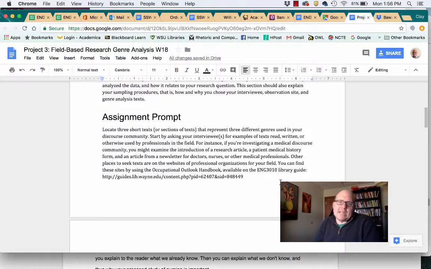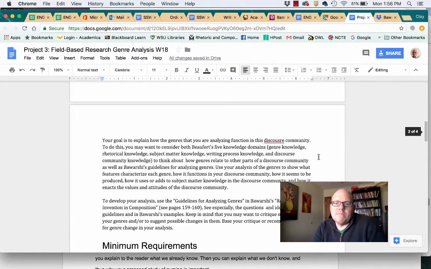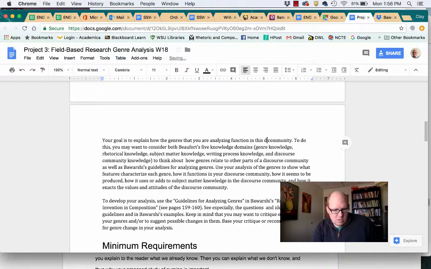So you're going to locate 3 short texts or sections of text that represent 3 different genres used in your discourse community. You might start by asking your interviewees for examples of texts that are read, written, or otherwise used by professionals in the field. For instance, if you're investigating a medical discourse community, you might examine the introduction of a research article, a patient medical history form, and an article from a newsletter for doctors, nurses, or other medical professionals. And there's other places you can take texts. I'd most strongly encourage that you get them from your observations or your visit with your interviewee.